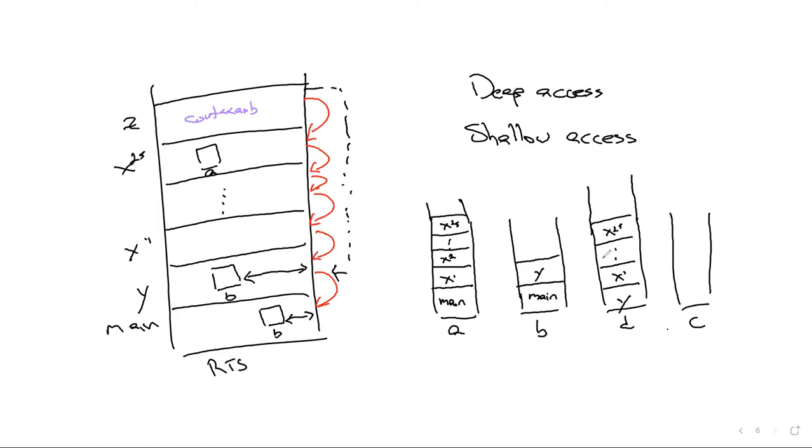Okay. Now we go into Z. Z said A plus B. Which A is it and which B is it? The answer is: look at the A stack, and you right away get the correct A. Look at the B stack, and you right away get the correct B. You don't have to go searching for anything. It's at the top of the stack. So this is called shallow access.